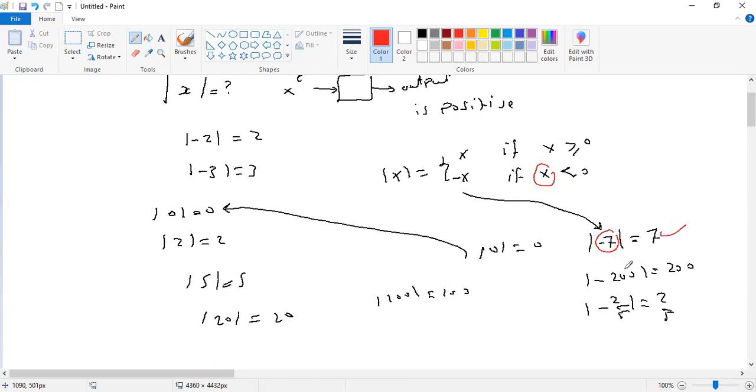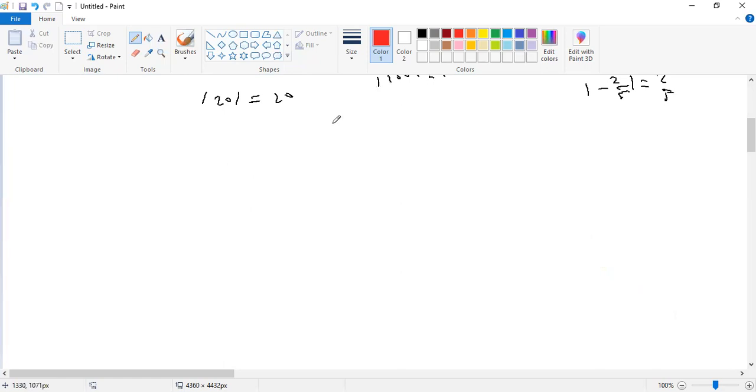See now, x here is -200. We said absolute value of x, so -200. This one is negative, so we make it positive: the absolute value of -200 is 200, which is positive. That means the output of the absolute value is always a positive real number.